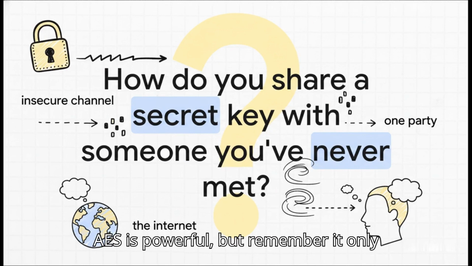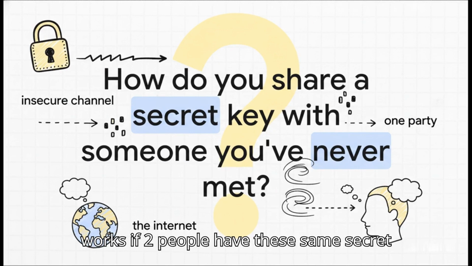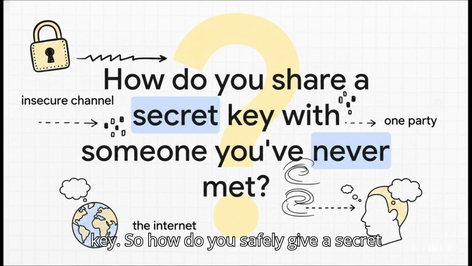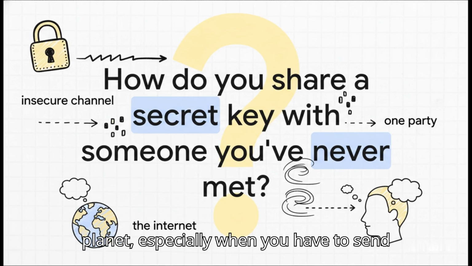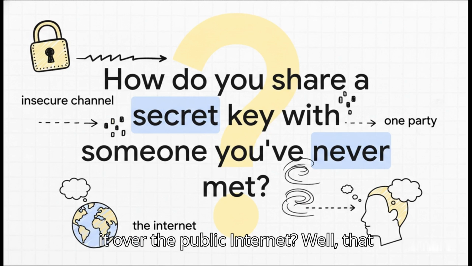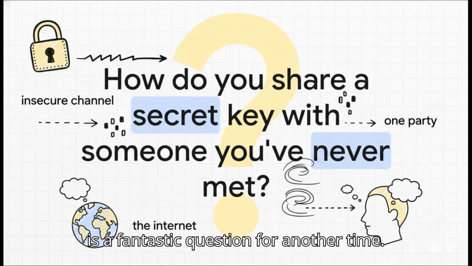Which leaves us with one last really interesting puzzle. We know AES is powerful, but remember, it only works if 2 people have the same secret key. So, how do you safely give a secret key to someone on the other side of the planet, especially when you have to send it over the public internet? Well, that is a fantastic question for another time.